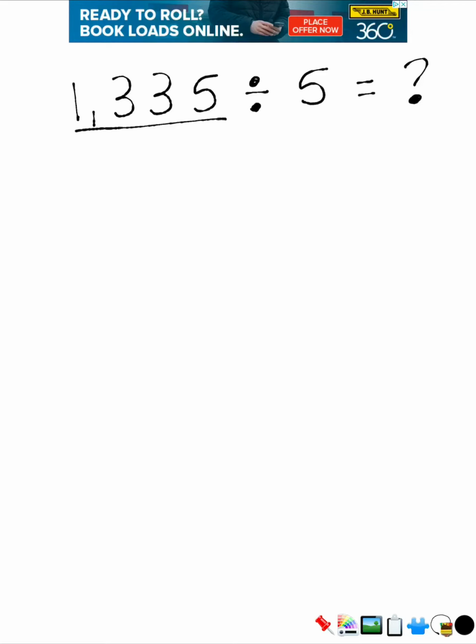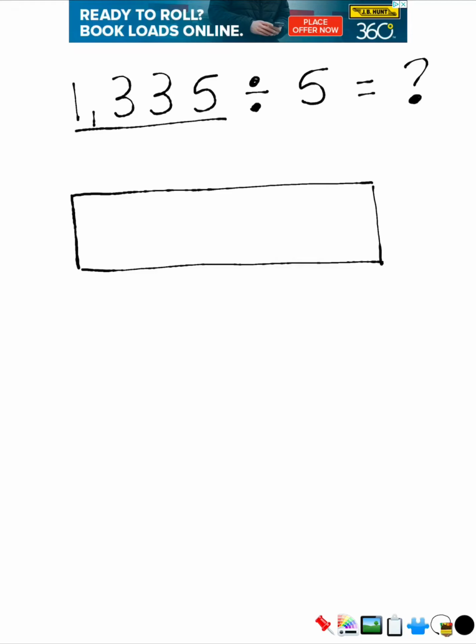So I'm going to take a 4-digit number, and I'm going to use 1,335 as my dividend, and I'm going to divide it by 5. And I am trying to get my quotient. So I'm going to set up my area model. Well, my dividend has how many digits? 4. So that means that my area model also needs to have 4 boxes. 1, 2, 3, 4 for my thousands, hundreds, tens, and ones.